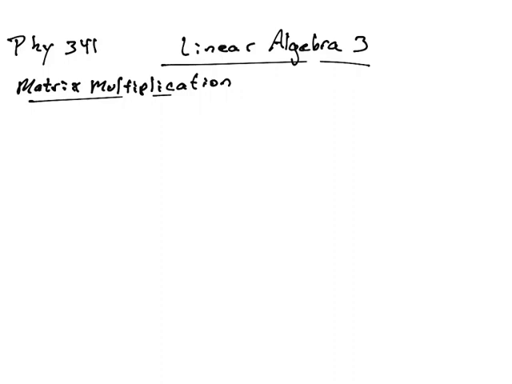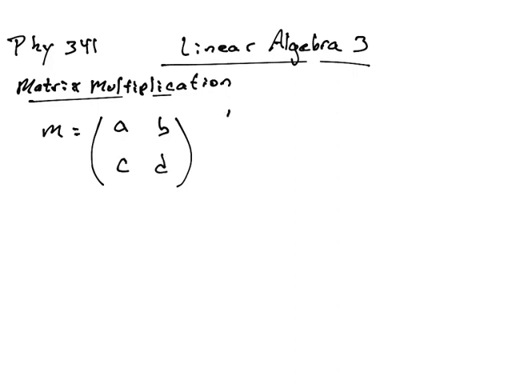Alrighty, so with this video we're going to continue our discussion of linear algebra. Last time we started talking about matrices. Remember, a matrix M is this mathematical object. It contains elements, numbers, operators, whatever, and they're arranged in columns and rows. So you might have something like A, B, C, D.